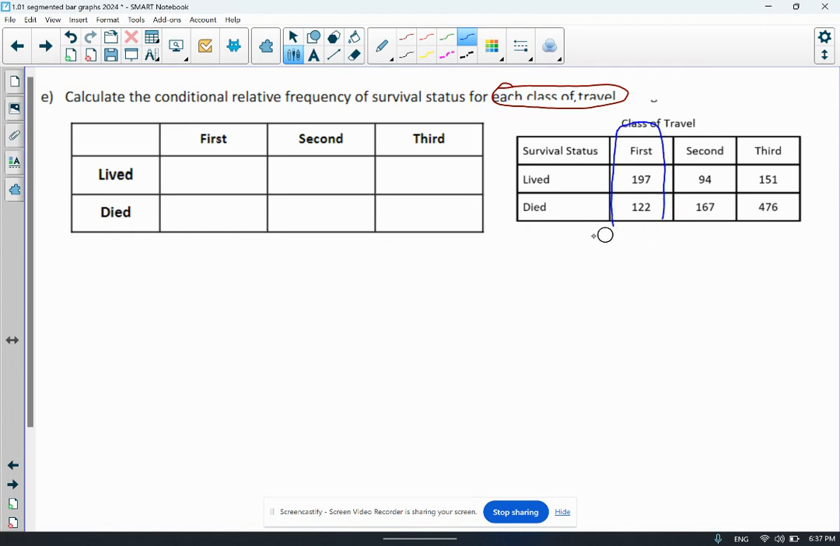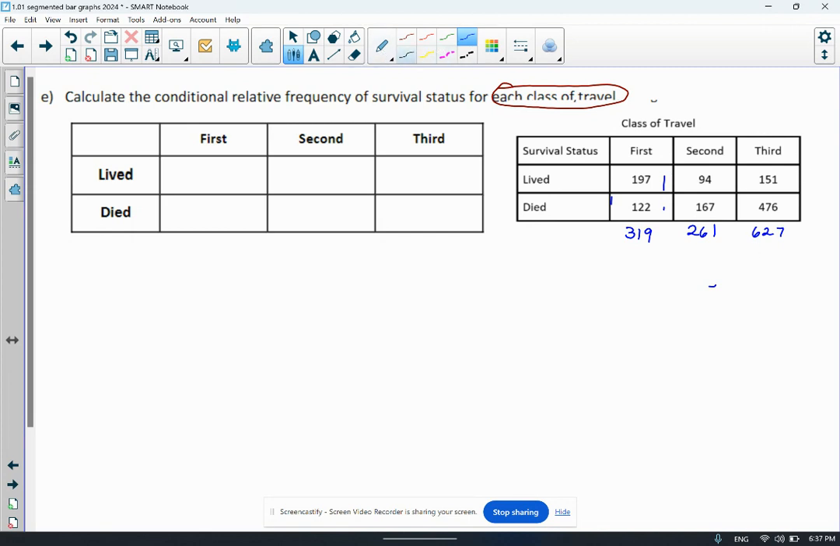Actually, I need to get the totals in there, don't I? Okay, let me get them in. I'm sorry, I didn't copy them down before. So 319, 261, 627. So again, we're looking at the condition of class, and that's why I'm going down.